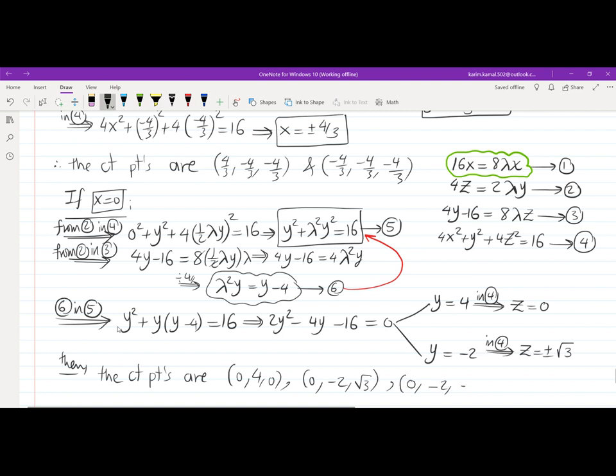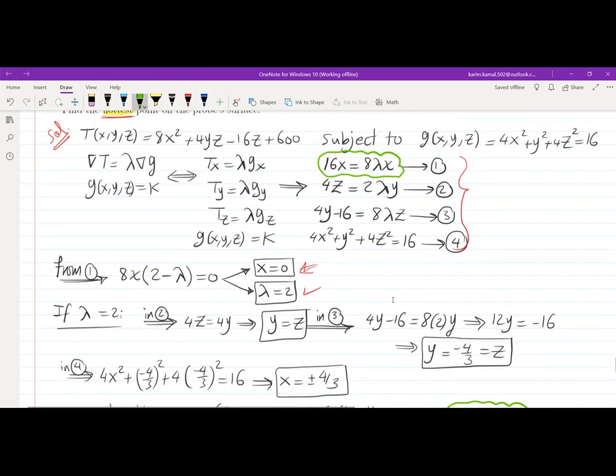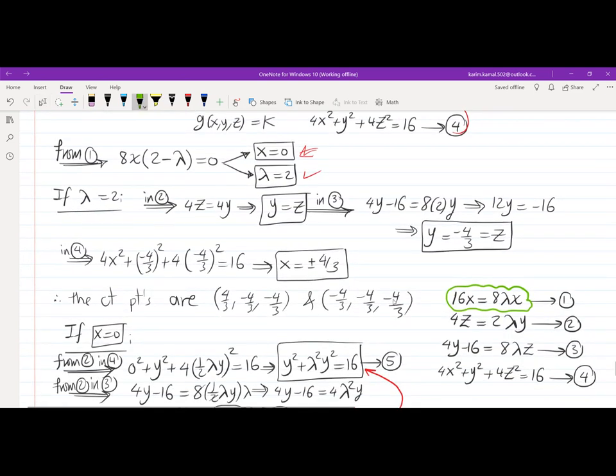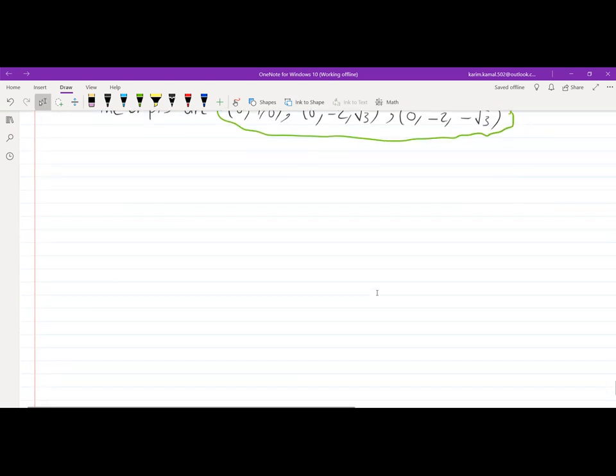Now we have three critical points, and previously we have found another two critical points. So we have in total 5 critical points, and then we have to evaluate the value of the function at all these 5 critical points like this, and we can summarize what we got in a table like this: the critical point and the value of the function, and here is the conclusion.